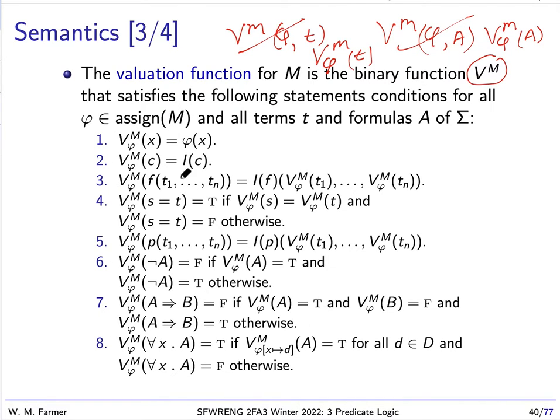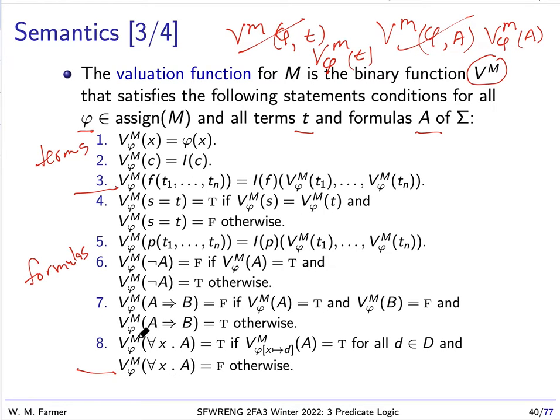And here we have 8 parts of our definition. So this valuation function, it's going to satisfy all these conditions for all variable assignments phi, all terms t, and all formulas. It's defined by pattern matching, and notice that we have 3 patterns for terms, and as you would expect, 5 patterns for formulas. And so this is a very important definition because it's basically telling us, once we have a model, how we can interpret every term and formula of sigma.